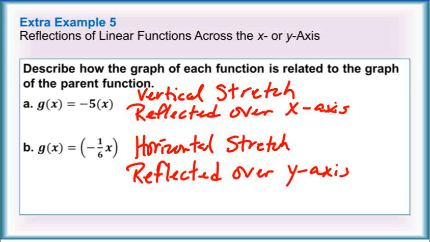So that is our lesson on transformations of linear functions.